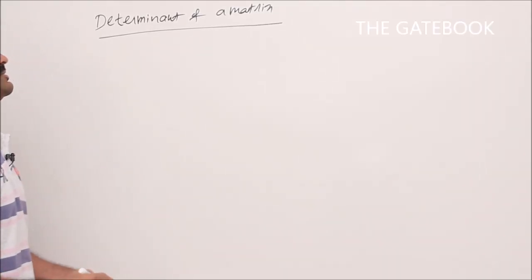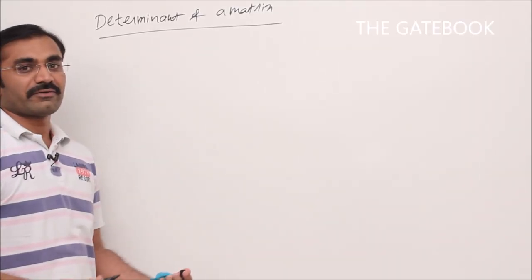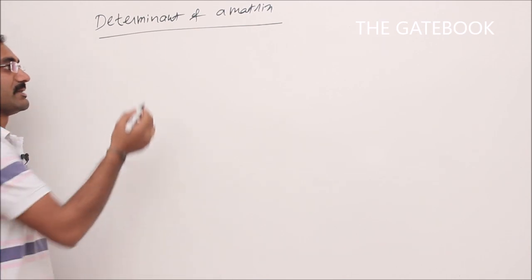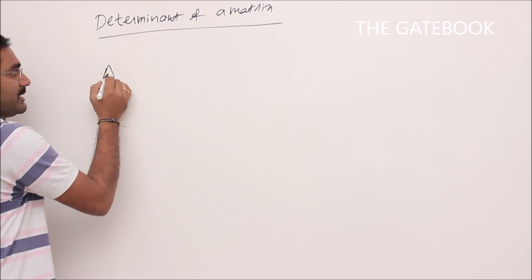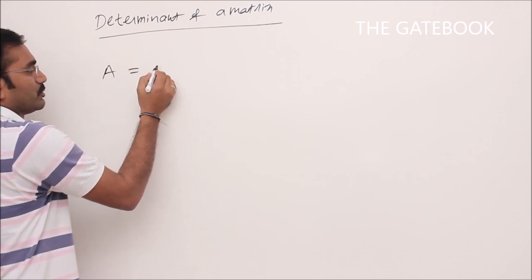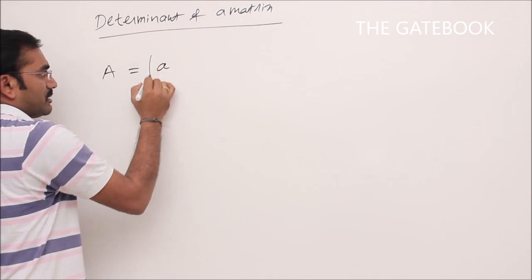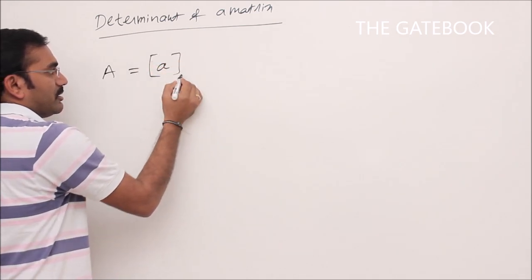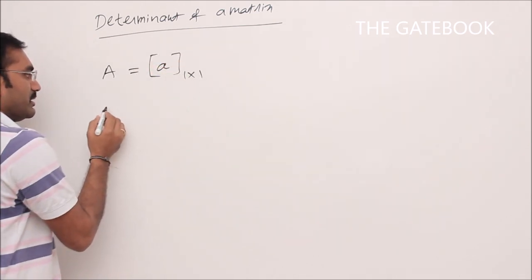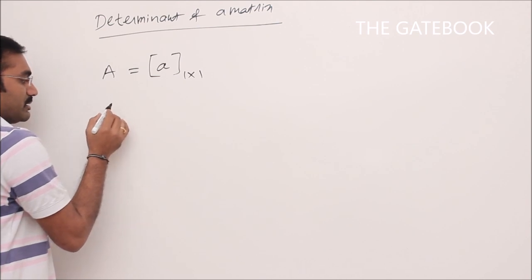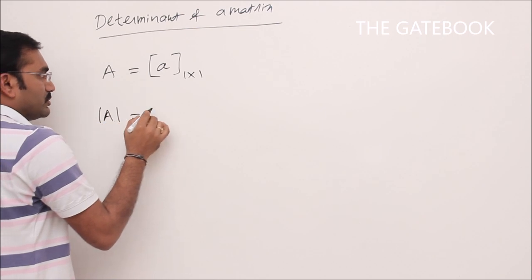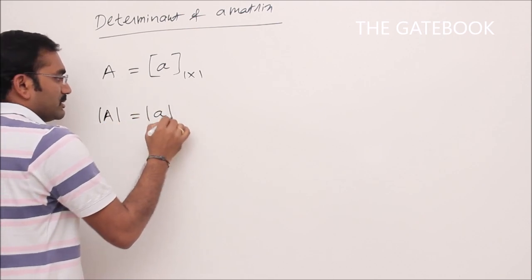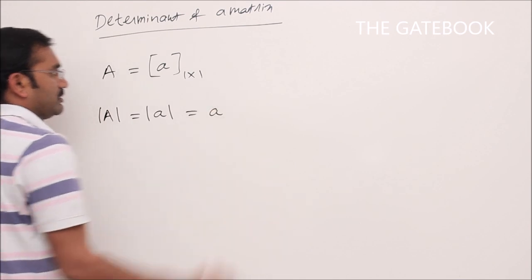Determinant of a matrix. What is meant by determinant of a matrix? I'll give the definition like this. Suppose the matrix contains only one element, A, a single element, of order 1 by 1. Then its determinant |A| is given by the single element A only.